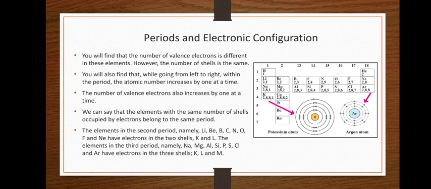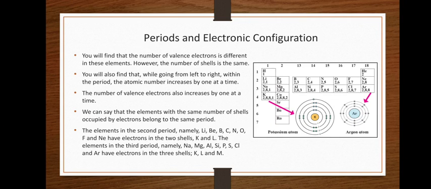We can say that the elements with the same number of shells occupied by electrons belong to the same period. If it has only 1 shell, it belongs to period number 1. If it has 2 shells, then it belongs to period number 2. If it has 3 shells, then it belongs to period number 3. Correct? The elements in the second period, that is lithium, beryllium, boron, carbon, nitrogen, oxygen, fluorine, and neon, there are 8, correct, have electrons in the 2 shells K and L.